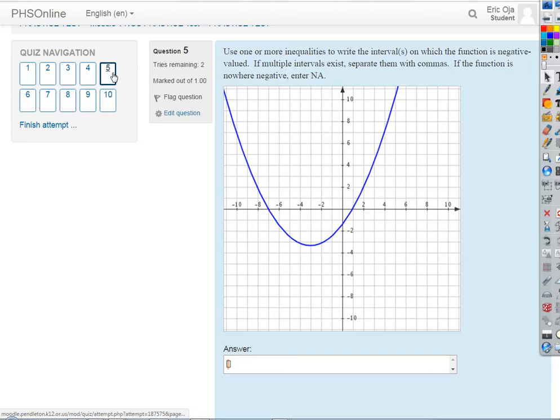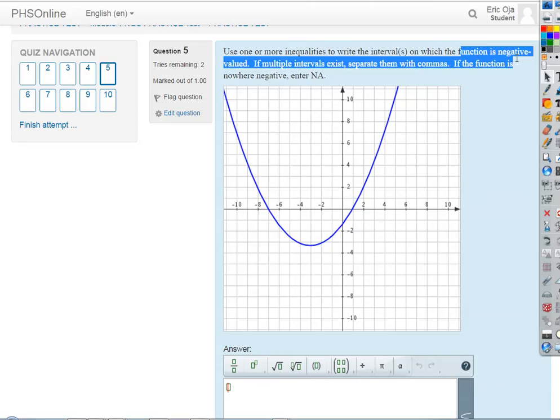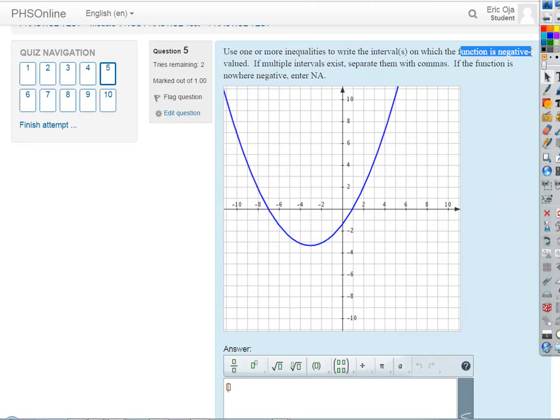What does it mean if we want to know where the function is negative, right? When the function's negative valued. Where is that going to be on the graph? Below the x-axis, because function just means the y value. So where is y negative? Below the x-axis. So where's that going to be? Well, these are going to be the endpoints right there and right there, right? Does that make sense? So then I just want the x values between those.